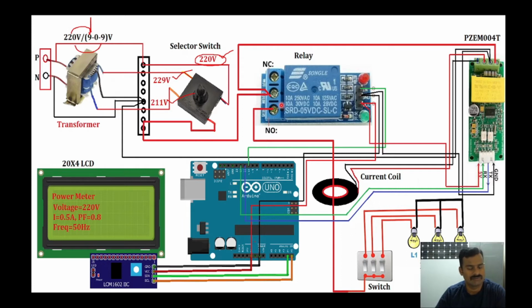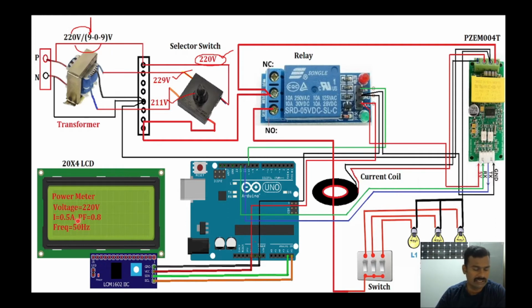Similar to that, for the current values also, how much current you require, we can set in the code. Suppose 1 ampere or 0.5 amperes like that. Based on that, this will open the circuit. Okay, so this is how the overall circuit functions.